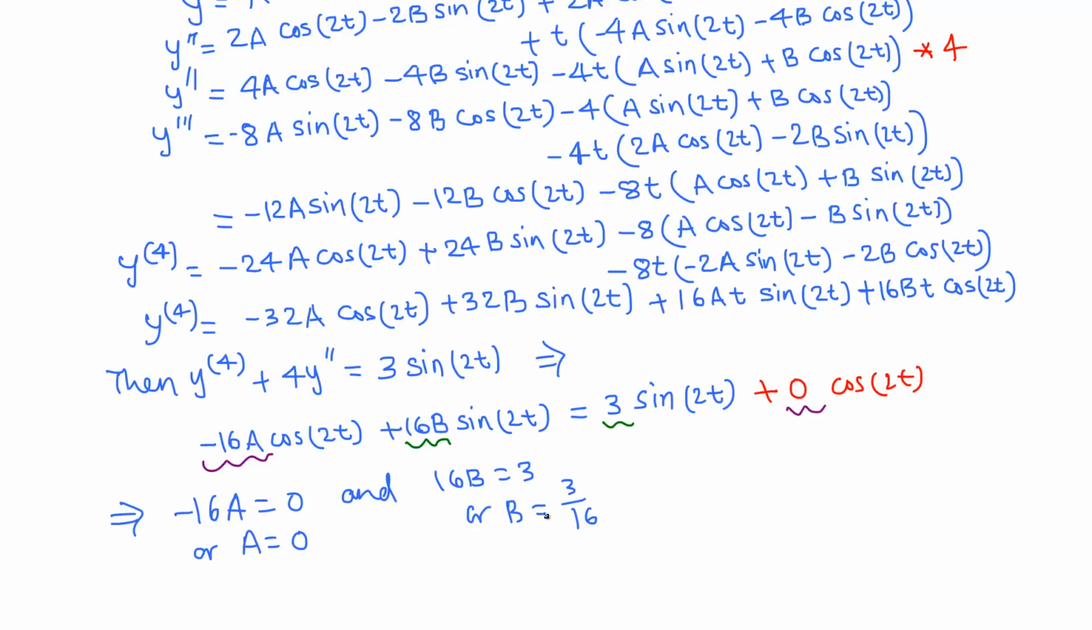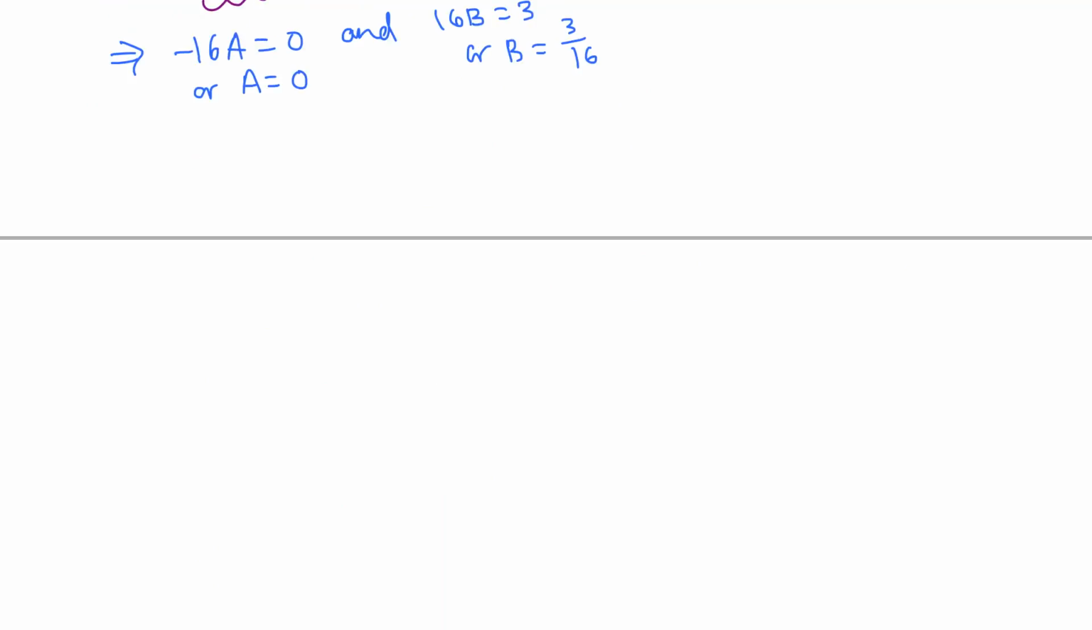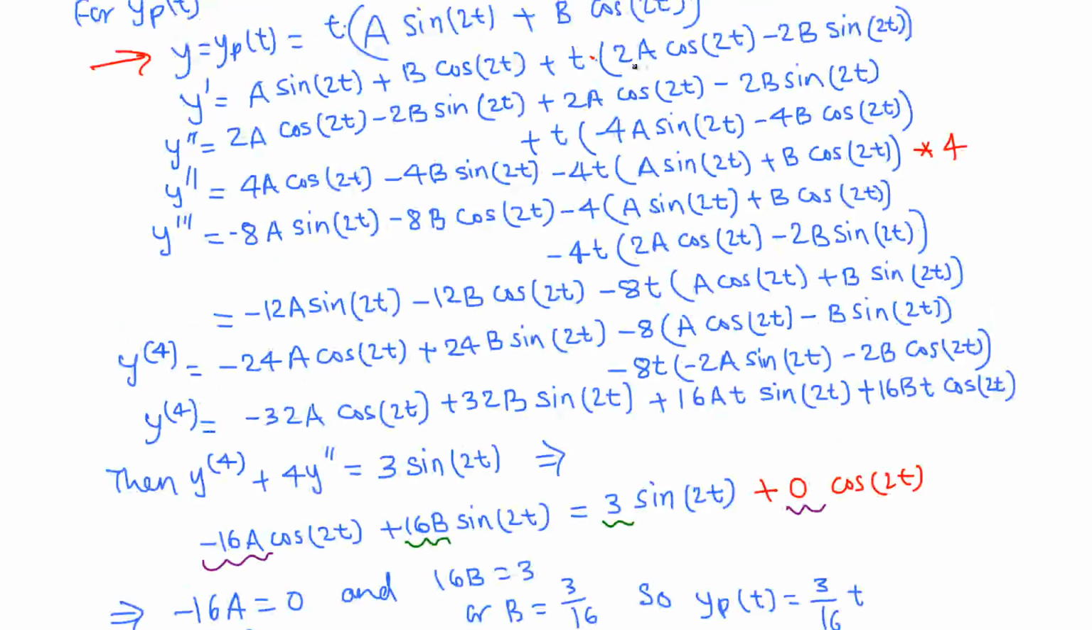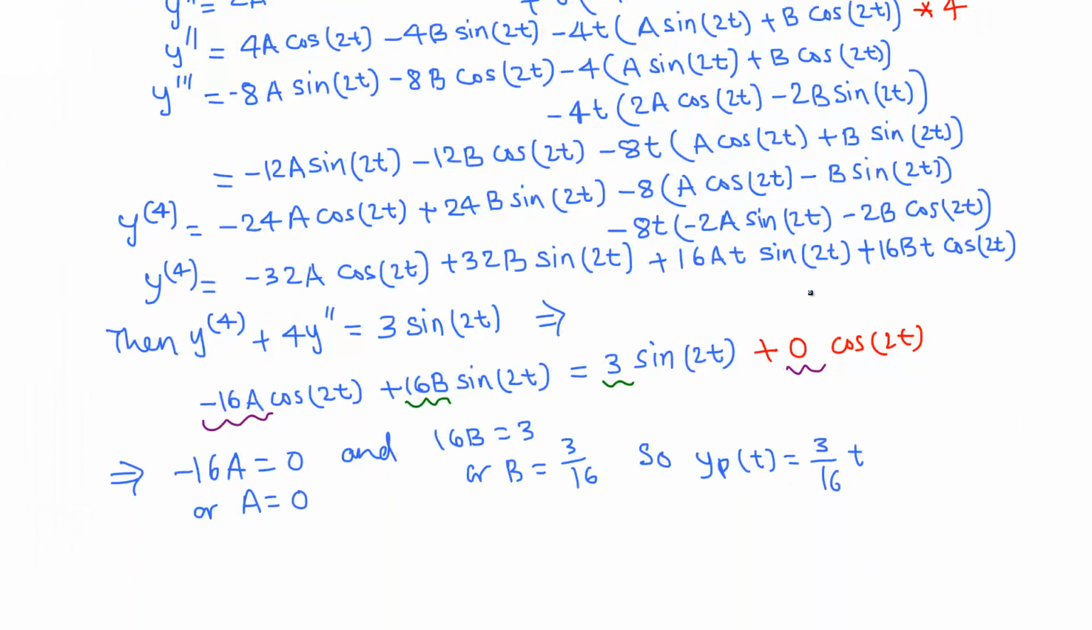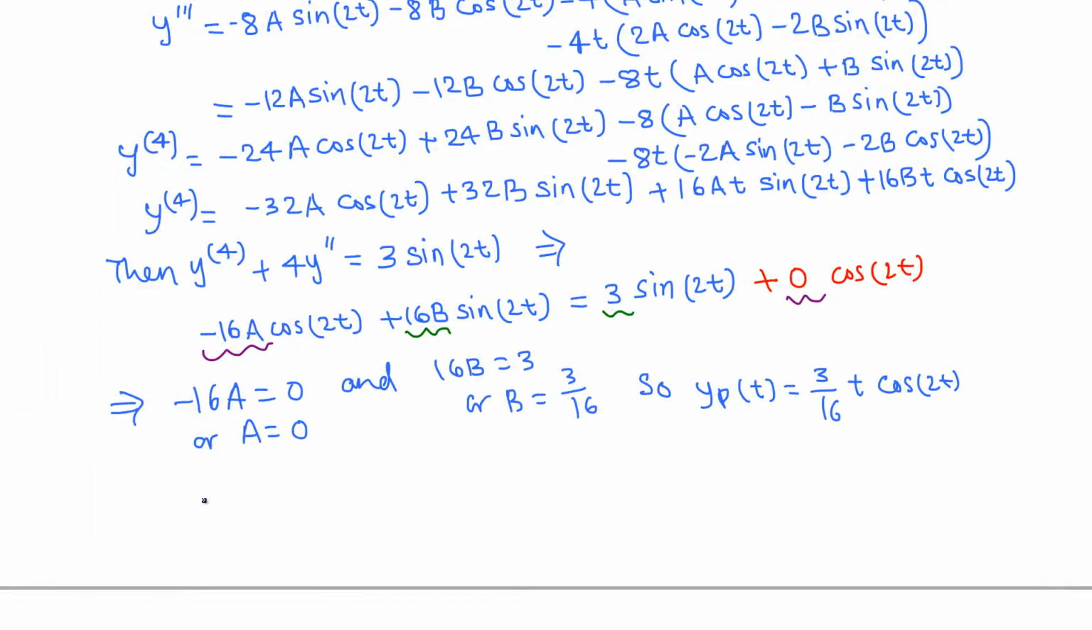Now we plug a and b into this y_p. So a is 0 and b is 3 over 16. So y_p is 3 over 16 t cosine 2t. That's a particular solution, and the general solution is now the sum of the particular solution and the complementary solution.